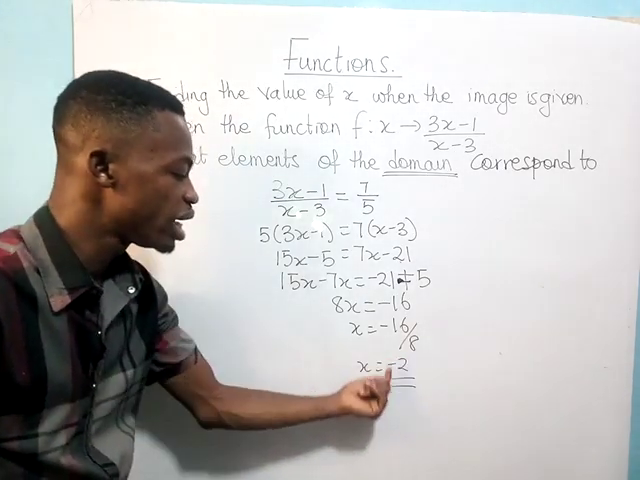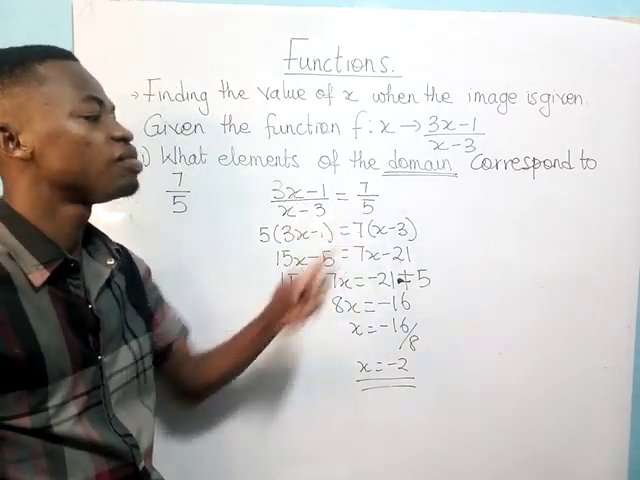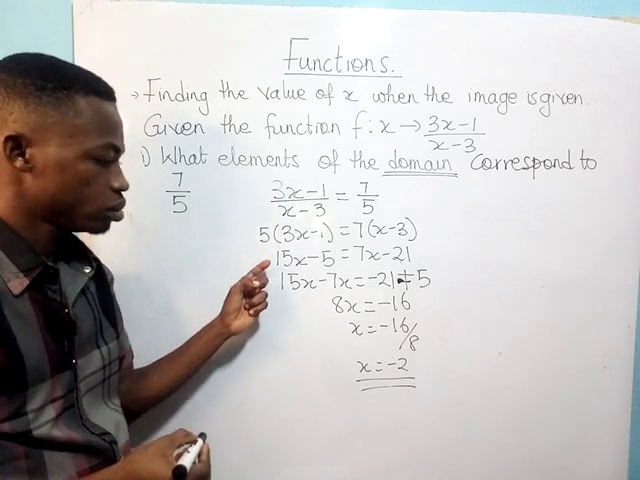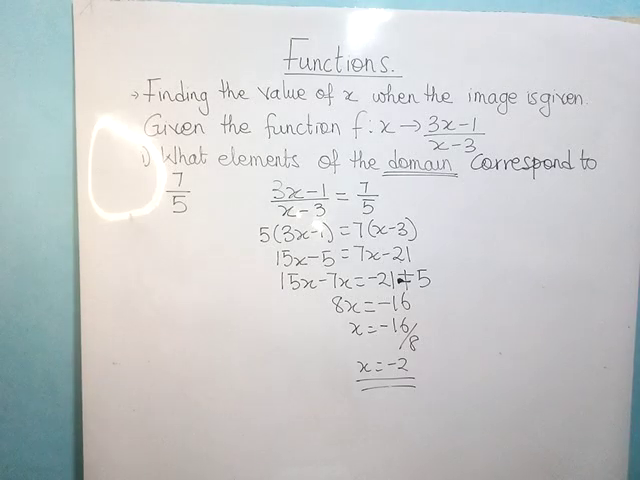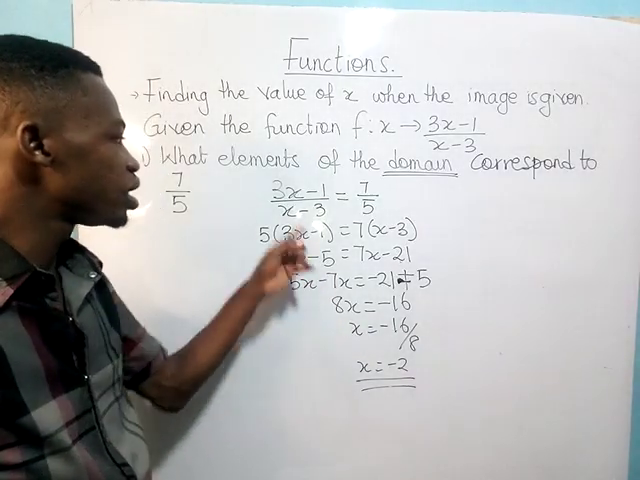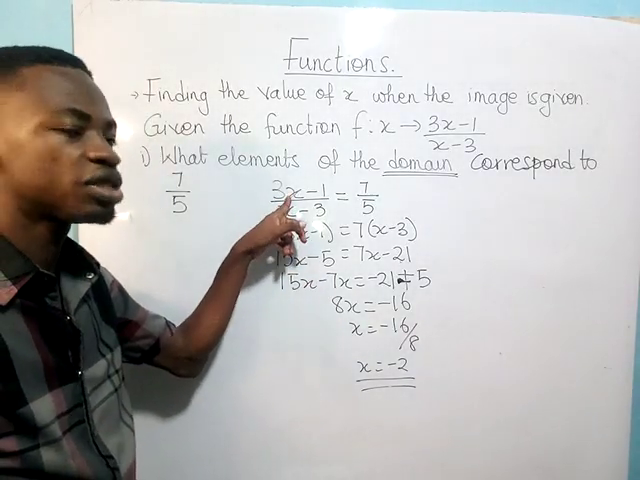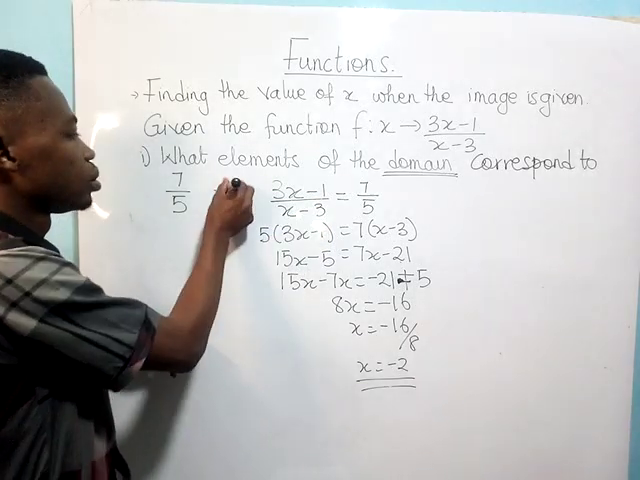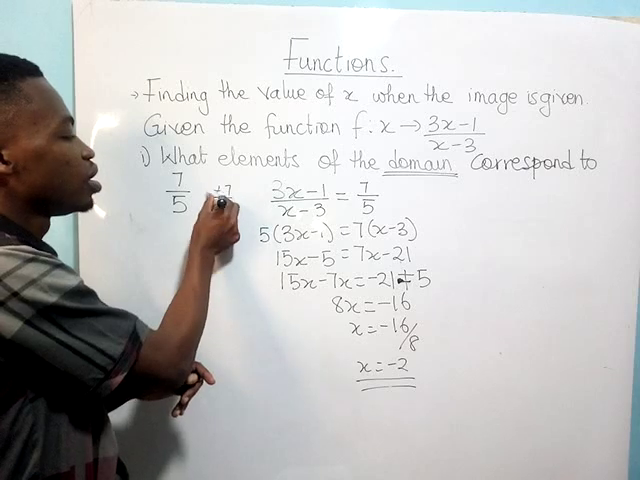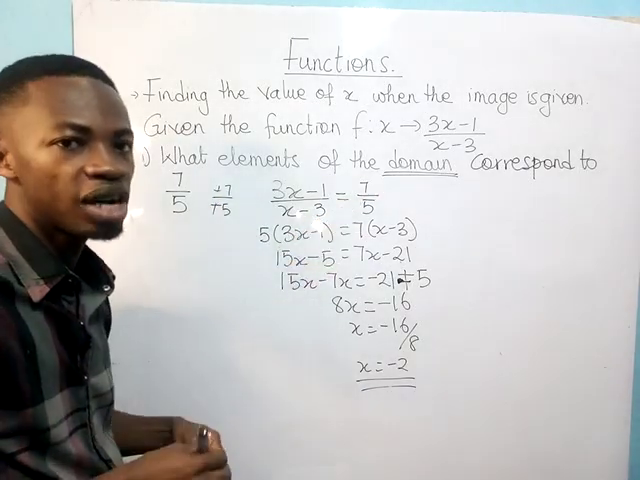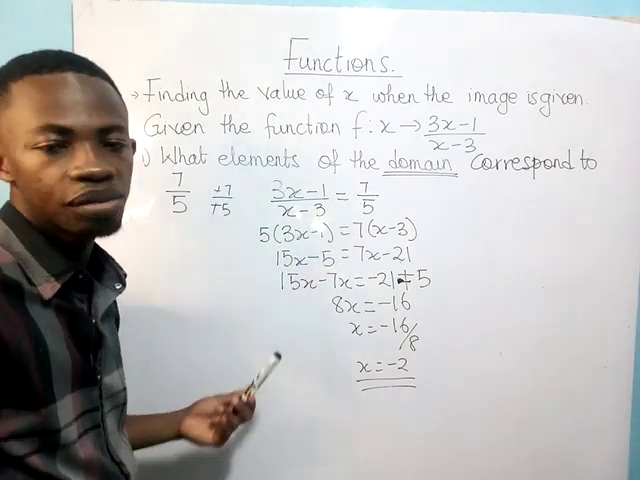When we substitute negative 2 over here, we'll get 7 on 5. So let's prove it. Negative 2 here will give us negative 6 minus 1 over negative 2 minus 3, which is negative 7 over negative 5. When you cancel out, you have 7 on 5. And that is the answer.